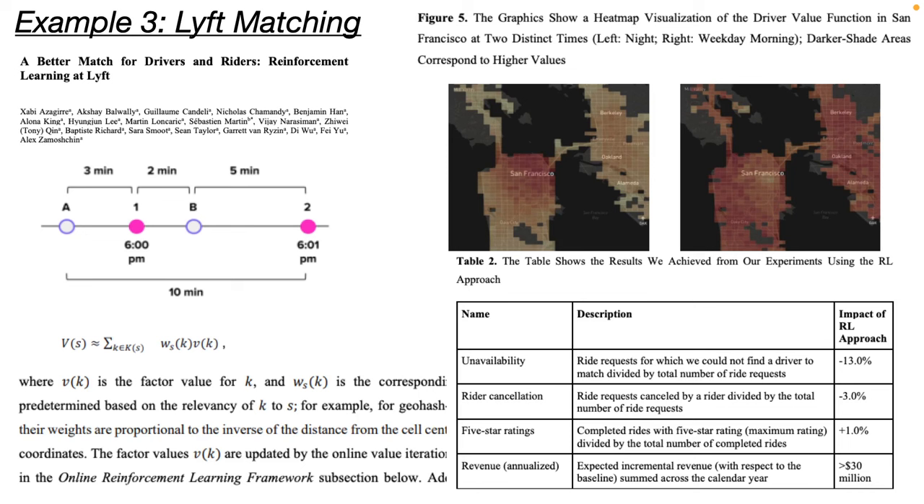At the end of all this, they had this reinforcement learning approach. Their state space is all the possible ways you could have drivers and passengers arranged. Your actions are who you pair with whom. And your reward is how much money you make, I guess. They have a little table here with the results of their experiments, and they got $30 million per year worth of revenue from improvements with their reinforcement learning approach.